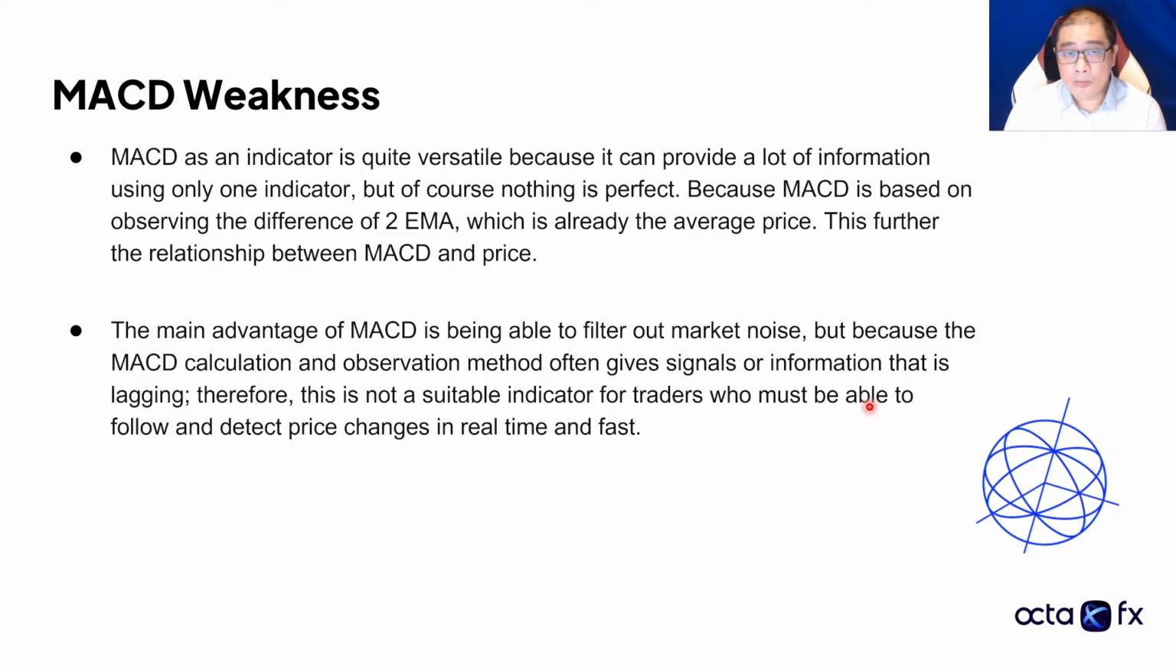Okay? And that's the advantage of the MACD. But it's also a weakness because it's laggy. The advantage is that by being an average of an average, it filters out market noise. Okay, but because the MACD calculation filters it out twice, the observation method often gives signals or information that is lagging. Therefore, this is not a suitable indicator for traders who must be able to follow and detect price changes in real time and fast.